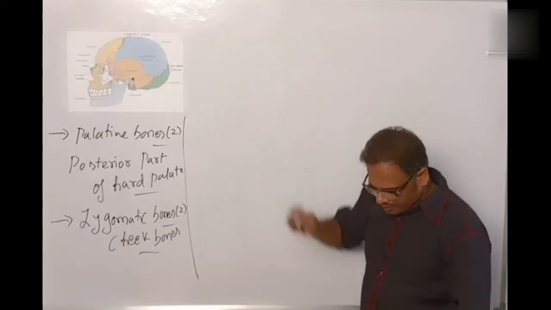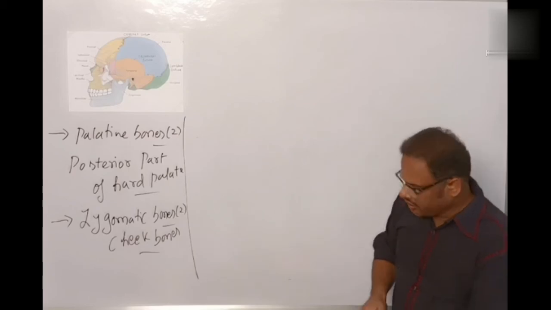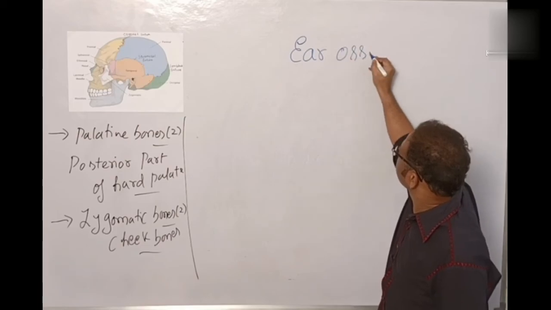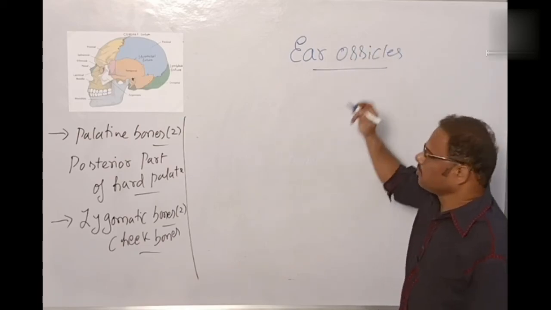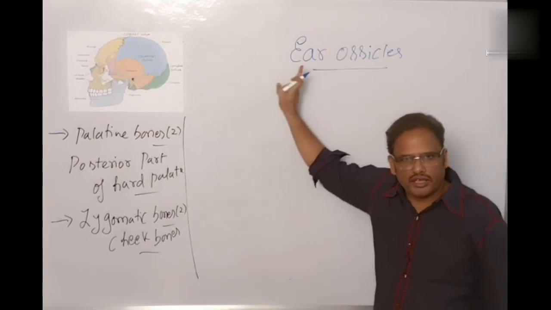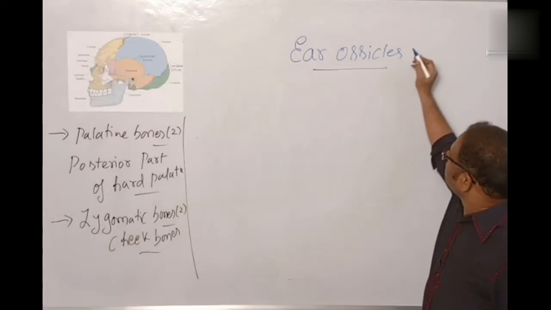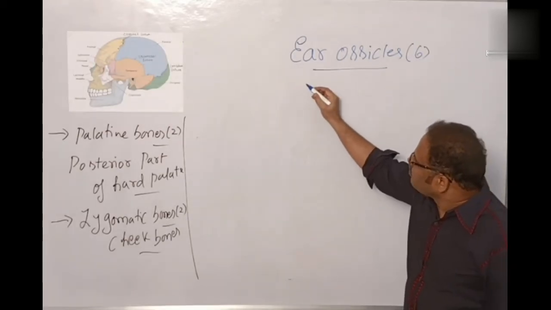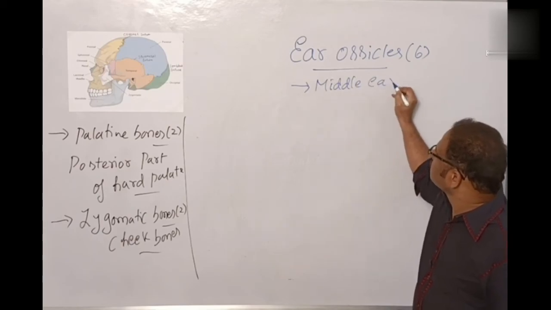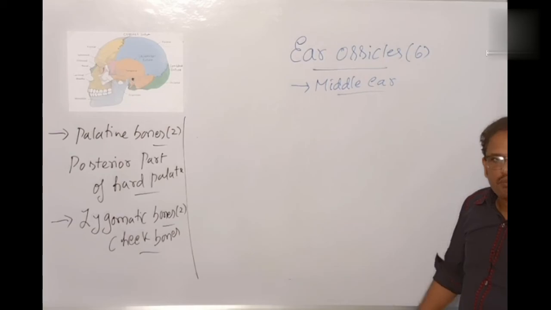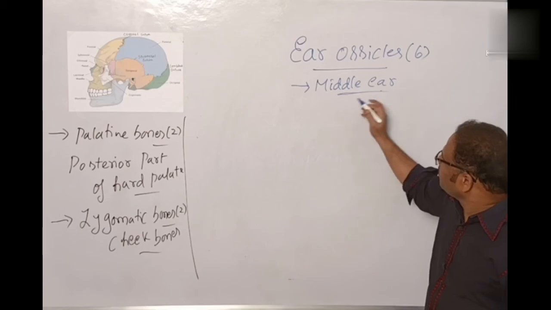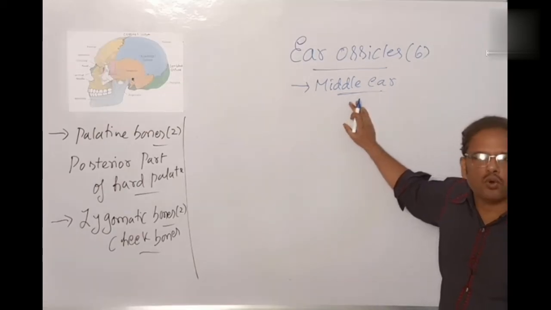So the last part here, what is ear ossicles? Ossicles means very small bones present in the ear. That's why they are called ear ossicles. Totally 6 in number. And they are present in the middle ear. Middle ear is a small air-filled cavity, isn't it? So that is an air-filled cavity, middle ear, present in the temporal bone of the skull.